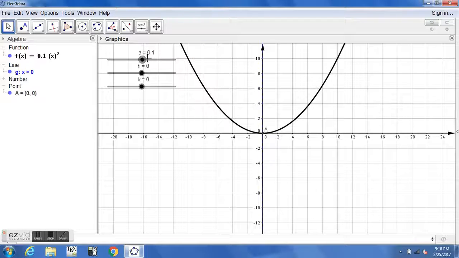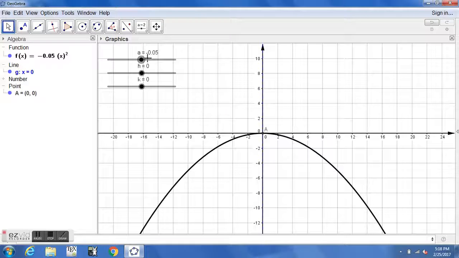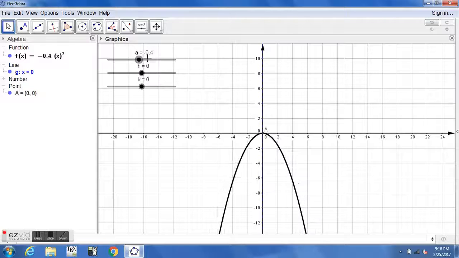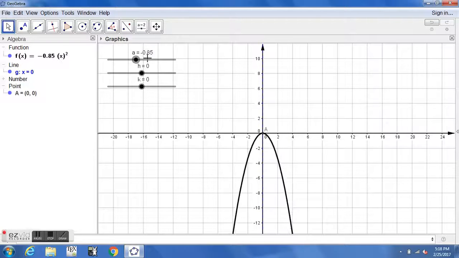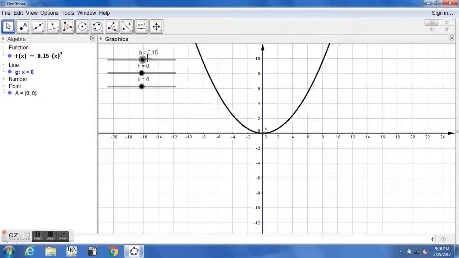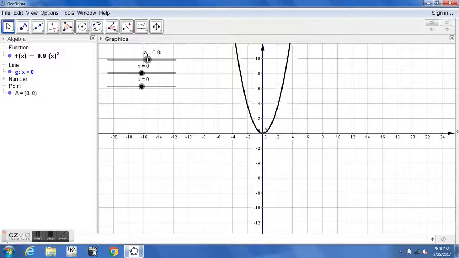It always says in the rules that a cannot equal 0, and this is the reason why. When a gets to 0, it just becomes your x-axis if you haven't moved it up or down. It just becomes a horizontal line. But when a turns negative, it reflects about the x-axis. And the same thing goes: as the number gets bigger, it gets skinnier and skinnier. So let's put this back at 1, and we're back to our parent function.